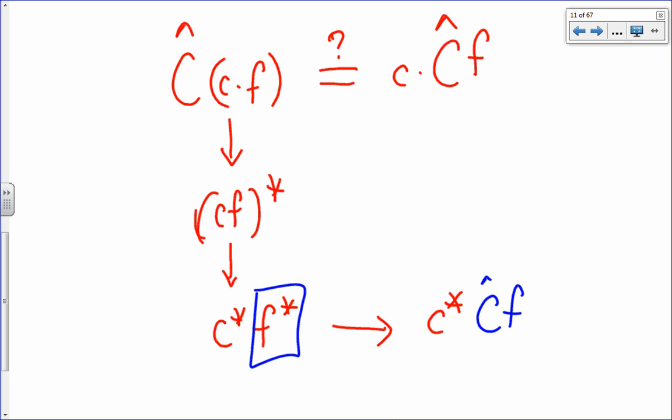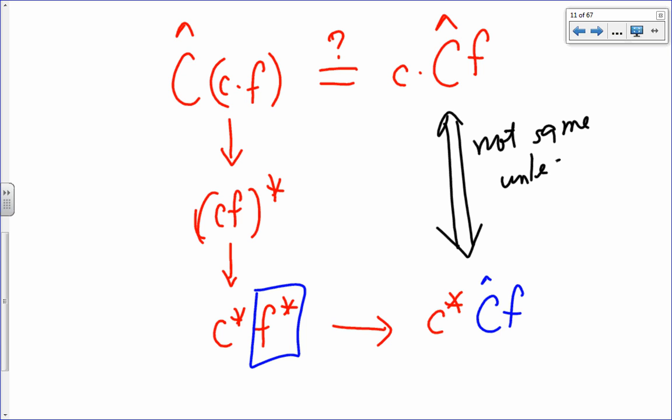So these two are not the same. Generally, this statement, these are not equal unless c is equal to c star. But we're not insisting that c be a real number. c can be any number, any constant, and a complex number is a constant. So that means this condition is not satisfied if c is not real.